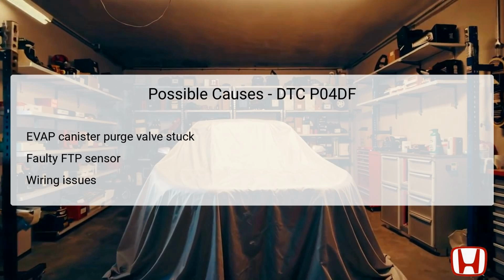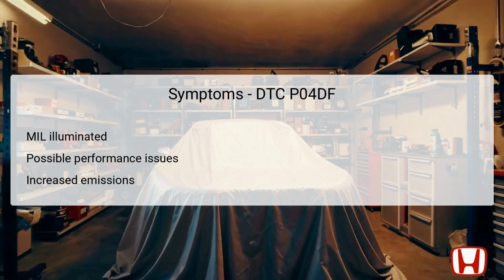and judgment as well. When a P04DF code is present, several symptoms may manifest, including the illumination of the malfunction indicator light, MIL, on the dashboard. This warning light signifies that the onboard diagnostic system has detected an issue requiring attention. Drivers might also experience noticeable performance issues, such as reduced engine power or acceleration inconsistencies, which can arise from the improper mixture of fuel vapors and air.